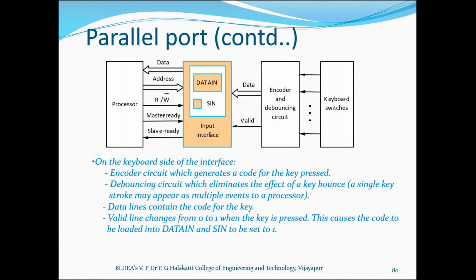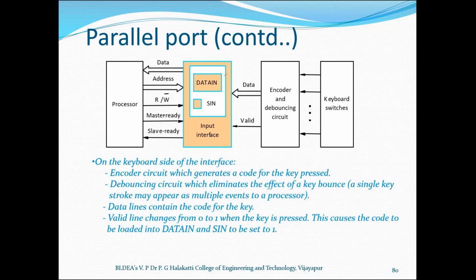The output of the encoder consists of bits that represent the encoded character and one control signal called valid, which indicates that a key is being pressed. This information is sent to the interface circuit, which contains a data in register and a status flag, that is, S in.